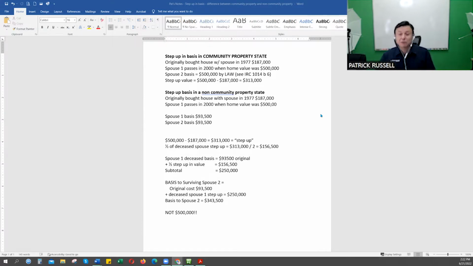If you're in a community property state, to include California, Arizona, Idaho, Louisiana, Nevada, New Mexico, Texas, Washington, and Wisconsin, you're covered by IRC Section 1014(b)(6), which states that a surviving spouse's new basis in a property co-owned by a deceased spouse is now the fair market value at the time of the spouse's passing.